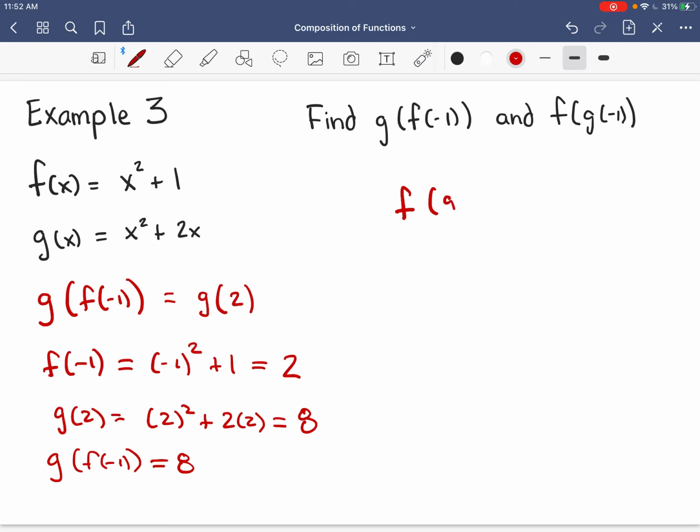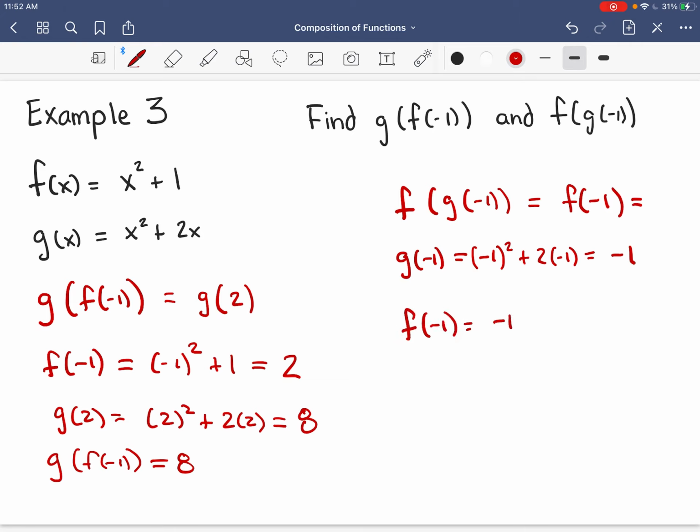So f of g of negative 1 is going to equal, let's see, g of negative 1 is equal to negative 1 squared plus 2 times negative 1, which is negative 1, because that's going to be 1 minus 2, which is negative 1. So what we need to really find is f of negative 1, which is 2. So f of negative 1 is going to equal negative 1 squared plus 1, which equals 2. So f of g of negative 1 is equal to 2.